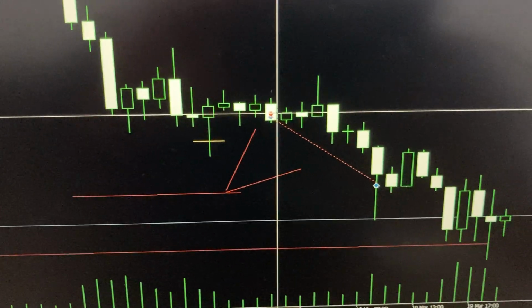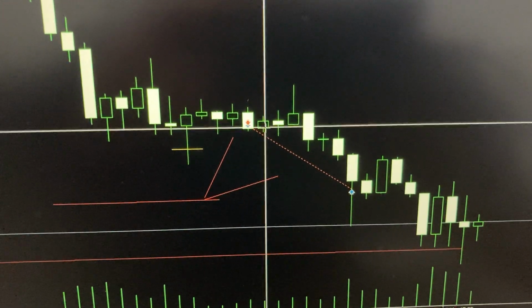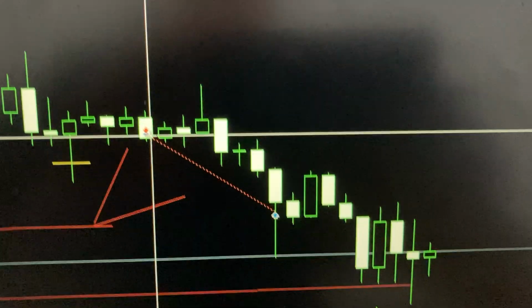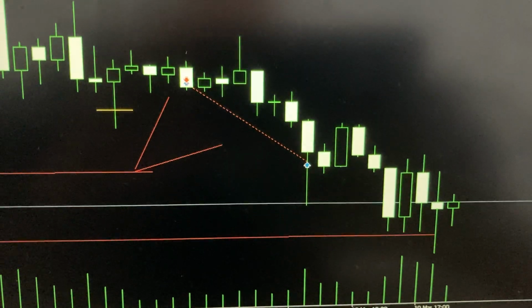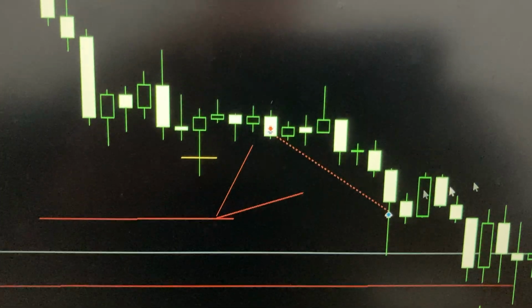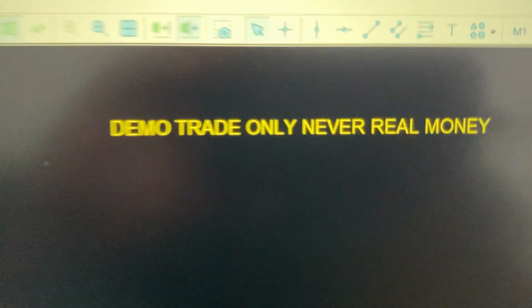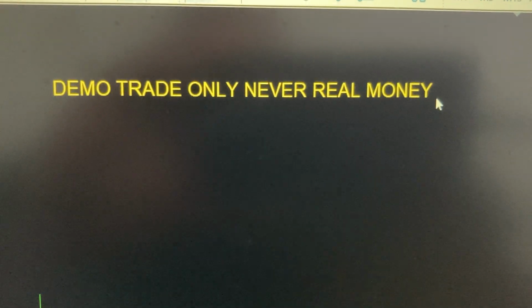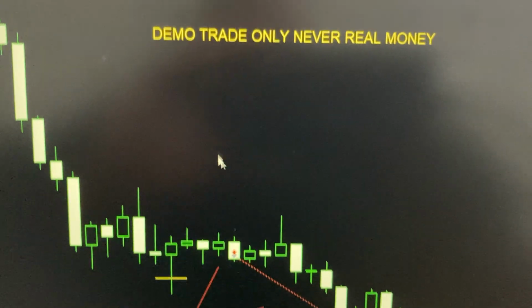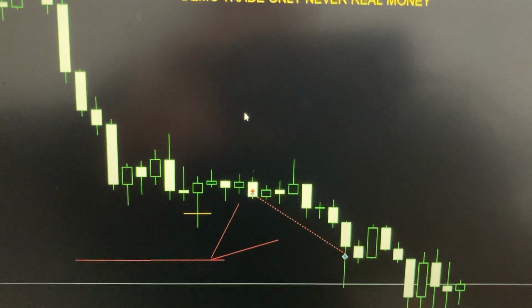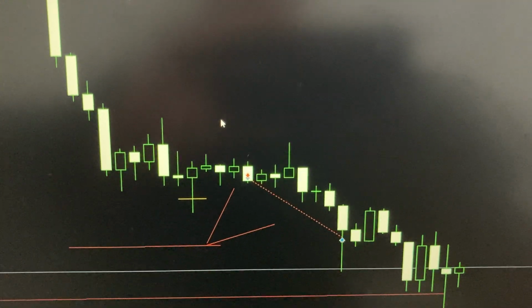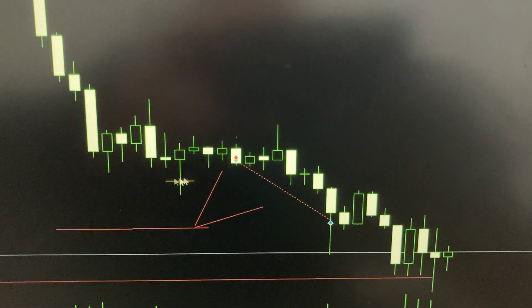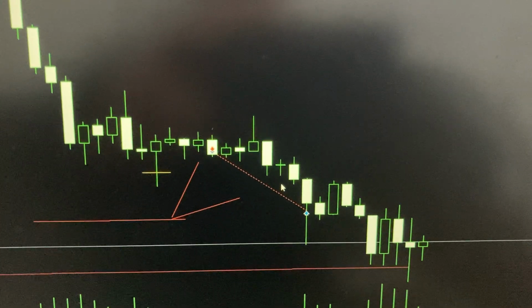Once I realized it had the good potential to go down, I entered the trade here. I didn't even really study the chart. I just said, you know what, I'm going to have some fun here. It's not real money. Oh, I forgot to say it. Demo trade only, never real money. I do not trade real money. I trade fake money on MetaTrader 5, a platform which I really, really like. So I'm learning my methods. Don't use any of this information to trade real money.